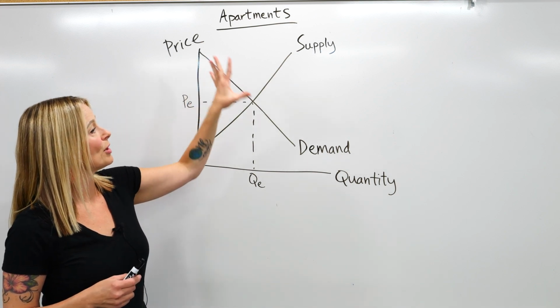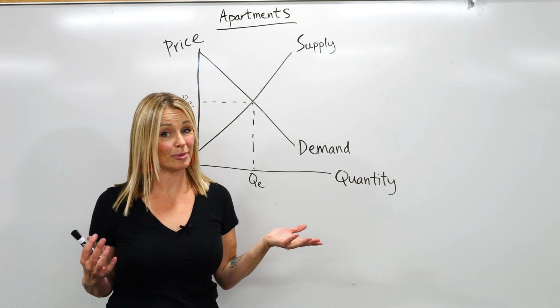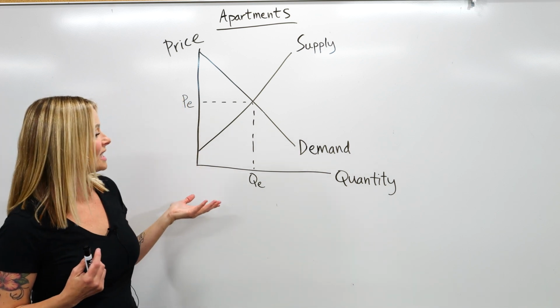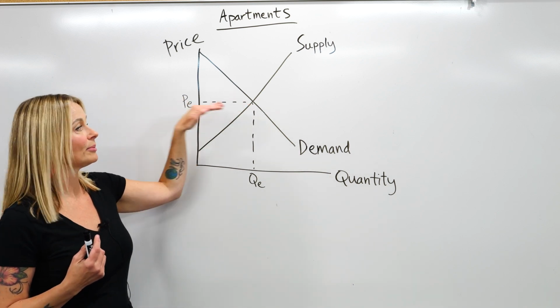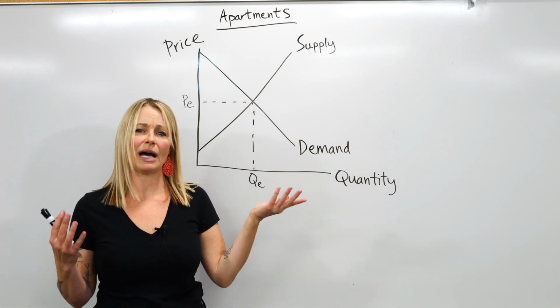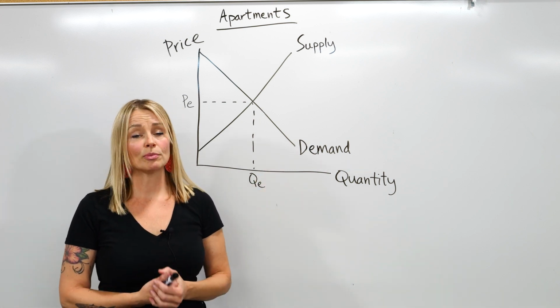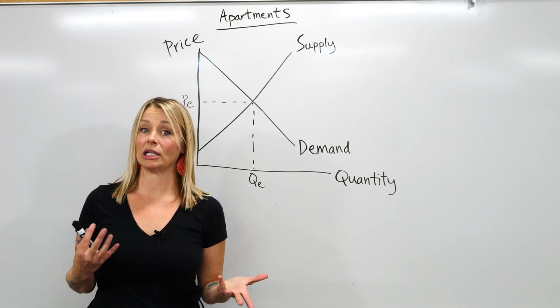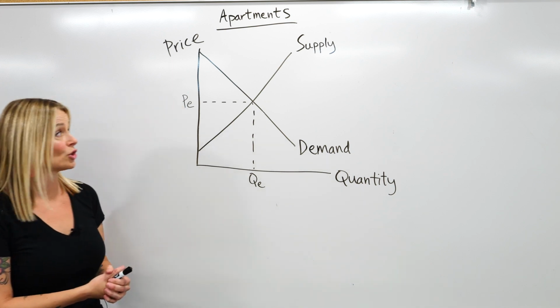Now let's say this is the market for apartments, right? Everybody needs a place to live. So let's say that we are realizing that this equilibrium price, or rent in this case, is too high and people can't afford housing. So there's a problem. So maybe we have this well-meaning policy of rent control.